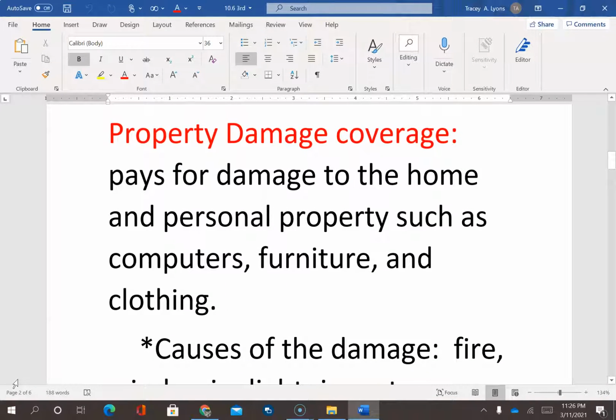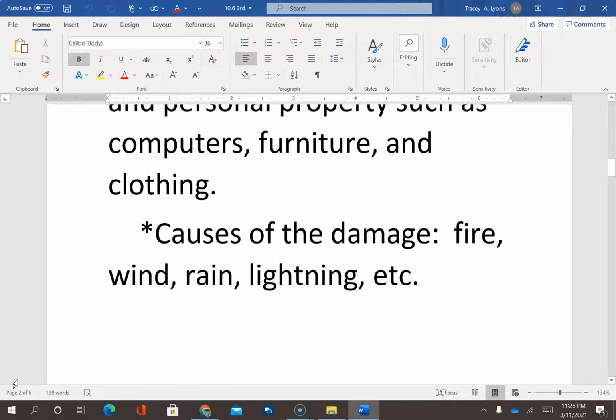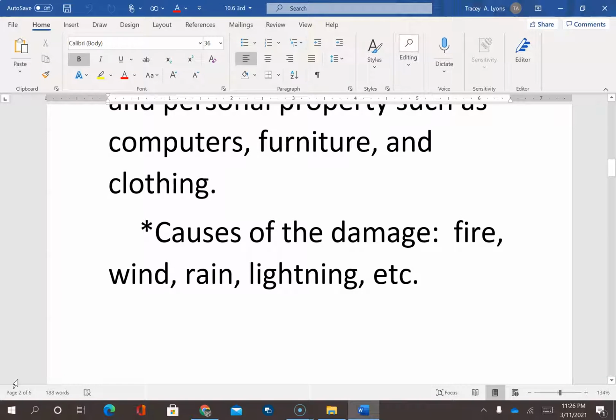The first is property damage coverage. It pays for damage to the home and personal property, such as computers, furniture, and clothing. Sometimes people have other items on that property damage list as well. The causes of that damage might be fire, wind, rain, lightning, and things like that. Things that are basically out of your control.